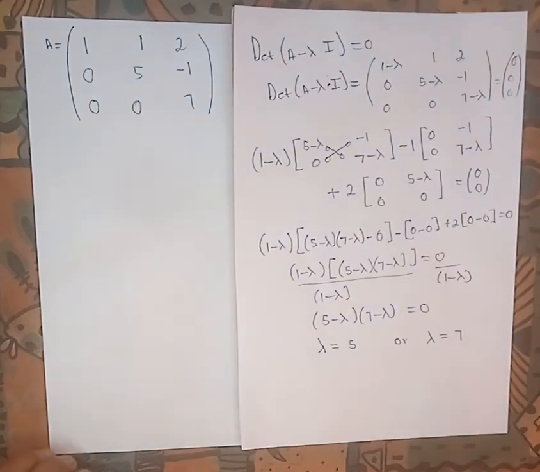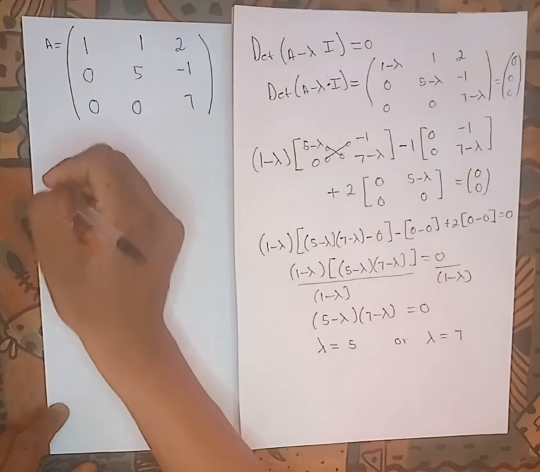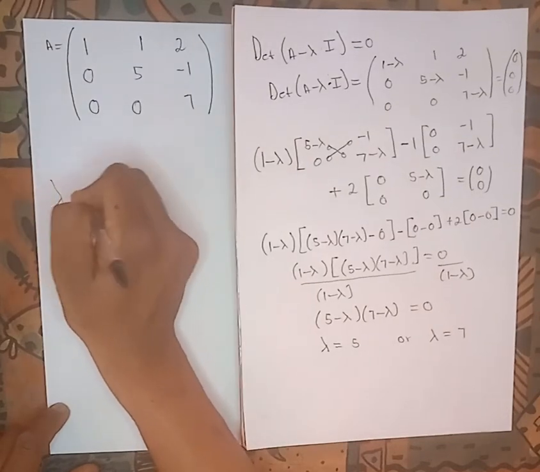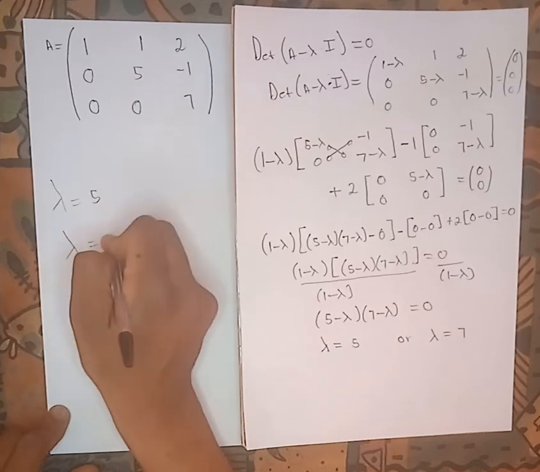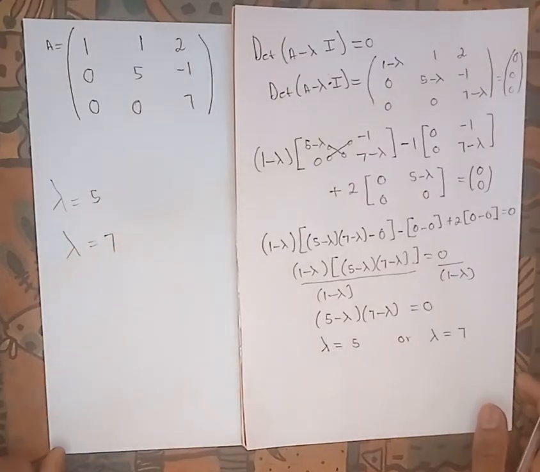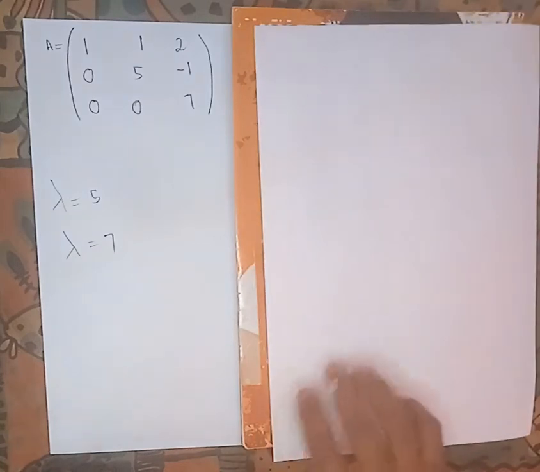Since we have lambda equals 5 and lambda equals 7, we call them eigenvalues. Now we can go and seek the eigenvectors. Let me write them here: my lambda was 5 and my lambda again was 7. So let's go and find the eigenvectors.